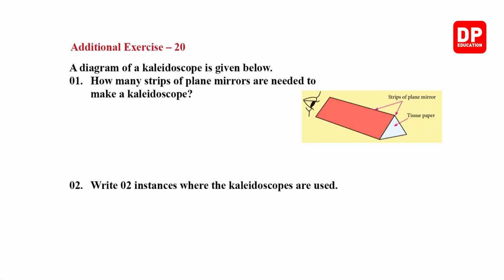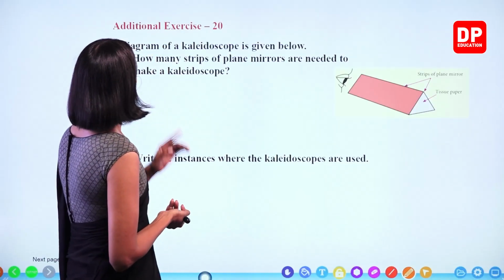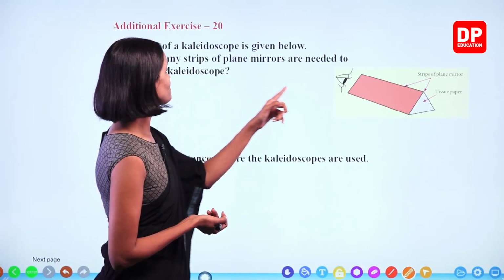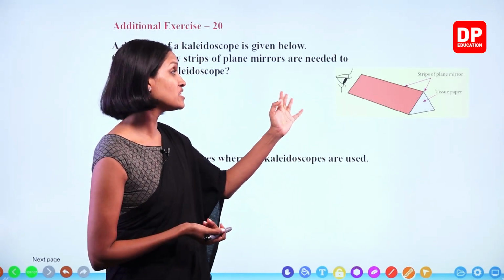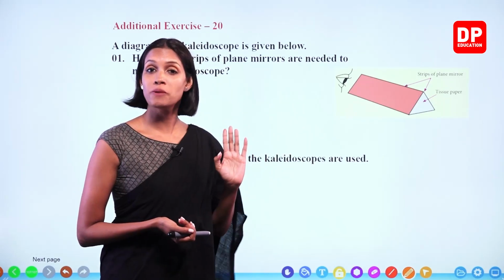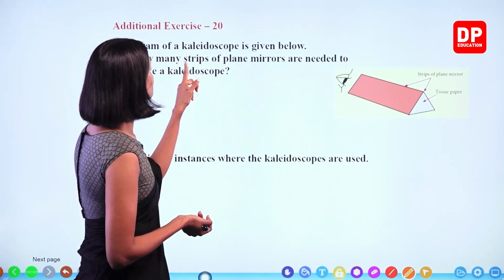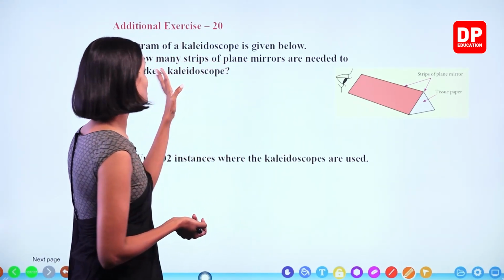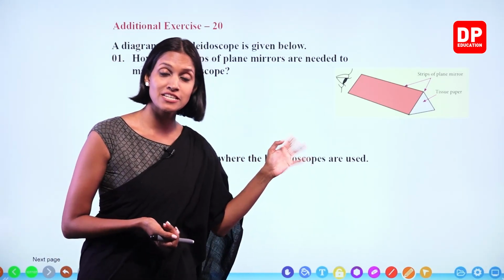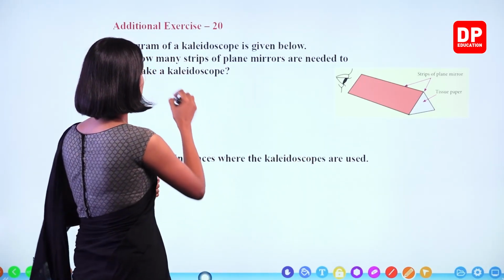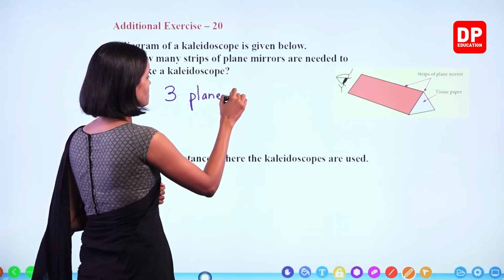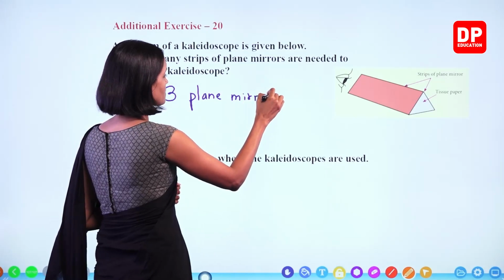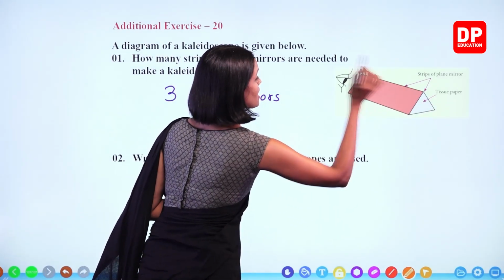Right, exercise number 20. This is the last exercise of this lesson. Right? A diagram of a kaleidoscope is given below. Now you know how to make a kaleidoscope like this. It's very easy to make a kaleidoscope like this, okay? How many strips of plane mirrors are needed to make a kaleidoscope? How many plane mirrors, children? 3 plane mirrors are used.